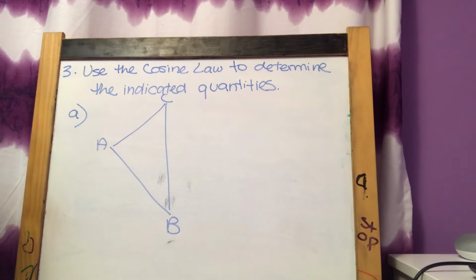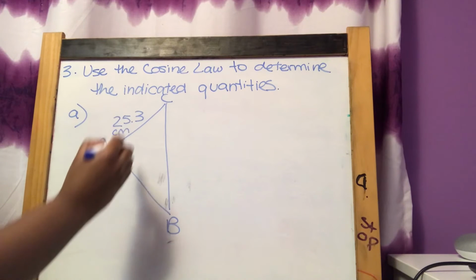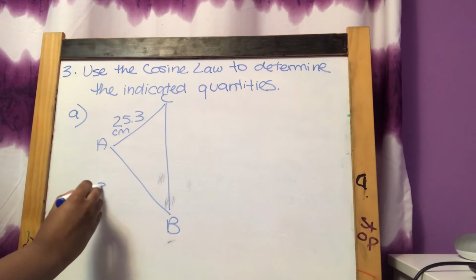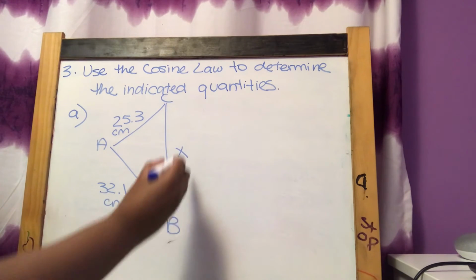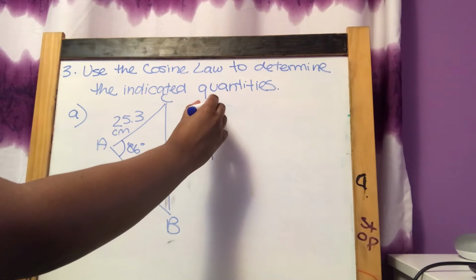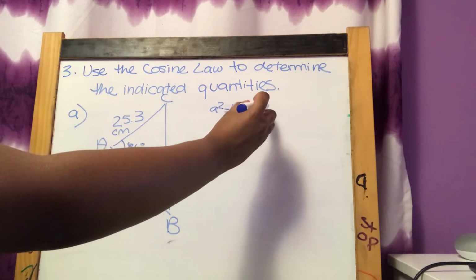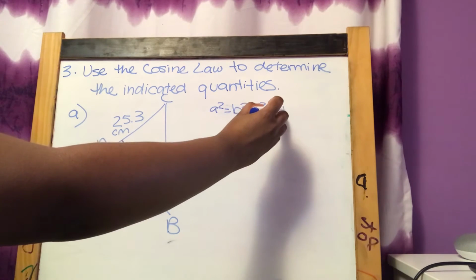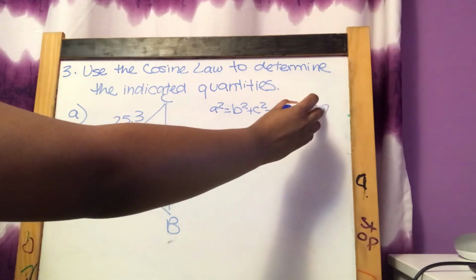Now moving on to question 3, which says use the cosine law to determine the indicated quantities. And so I have my two side lengths that are already given, and now I have to determine x centimeters, which is the opposite side of A. So since we are trying to find the A side length, I'm going to put A squared, which equals B squared plus C squared minus 2BC cos of A.